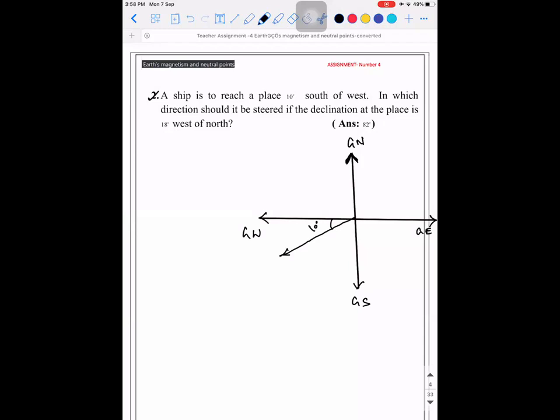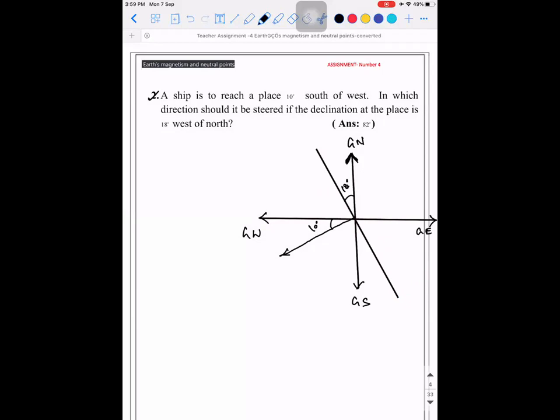It is 18 degrees west of north. Which one should we take? 18 degrees west of north means it should be like this. If you rotate it in this way, where should I take it, close to north or close to west? Close to north. Yes, west of north. So this will be 18 degrees. Now what are they asking? In which direction should it be steered so that he is able to reach the destination? So how to do this, guys?